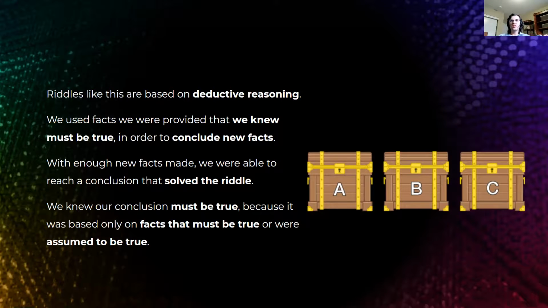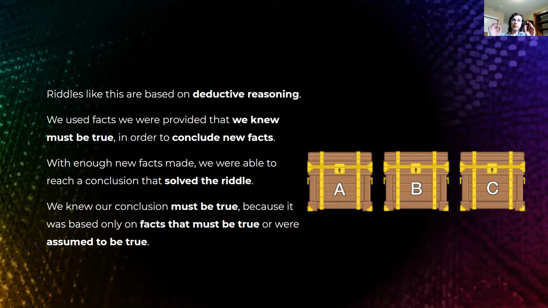Riddles like this are based on deductive reasoning. We used facts we were provided that we knew must be true in order to conclude new facts. When enough new facts are made, we can reach a conclusion that solves the riddle. And we knew our conclusion of A and C must be true because it was based only on facts that must be true or were assumed to be true, right? If you disagree that it's A and C, you have to disagree with one of the things that led up to it. Because if you agree with all of those things, it is inevitable that it is A and C. Deductive reasoning, case in point. Hopefully that makes some sense. Hopefully that helps out with using deductive reasoning and seeing it used, right?